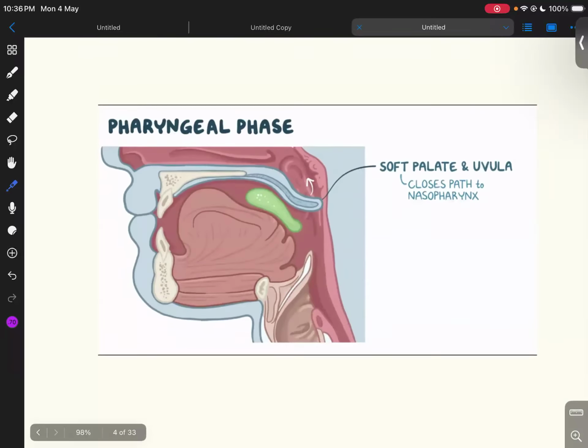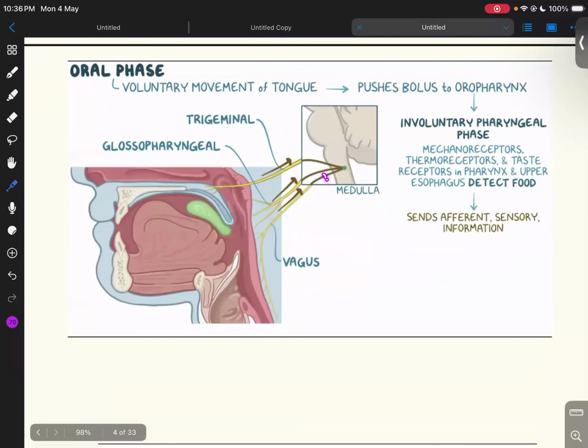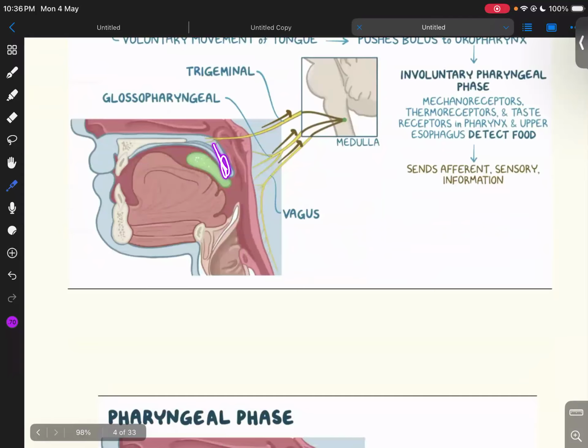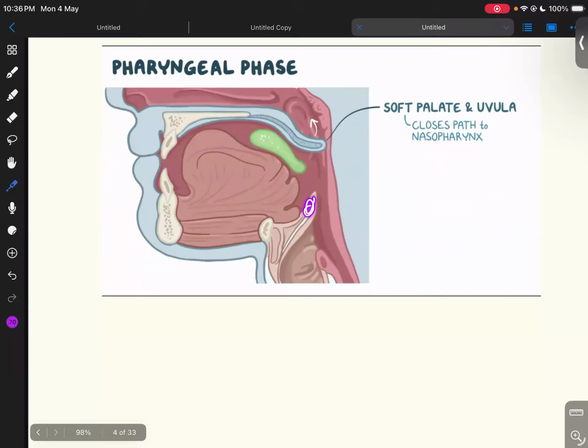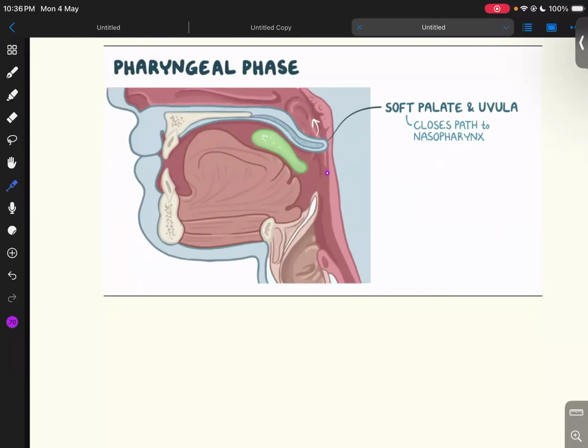So if any problem happens in this signaling pathway, automatically the soft palate will not get elevated. So there is a chance that food will come out through the nasal cavity. It is called nasal regurgitation. There is also a chance that the epiglottis will not be able to close the airway, so food will have a tendency to enter into the airway, resulting in cough.